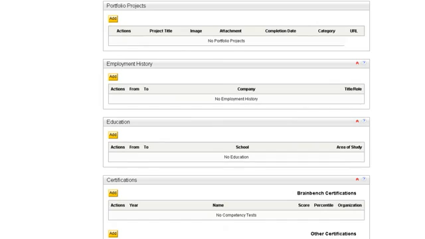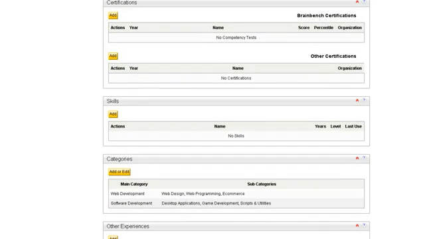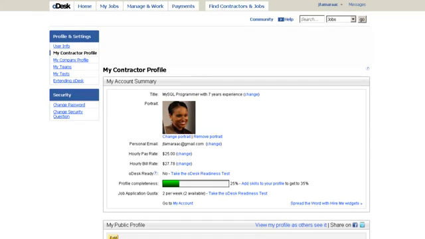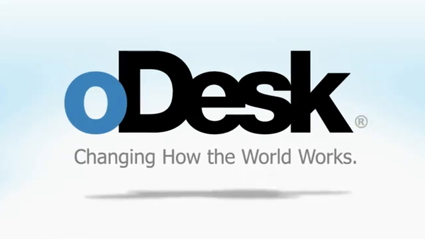Don't forget to also fill in your portfolio, employment history, skills, and categories to complete your profile. Remember that all fields can be edited later. Congratulations on completing your profile and welcome to oDesk.